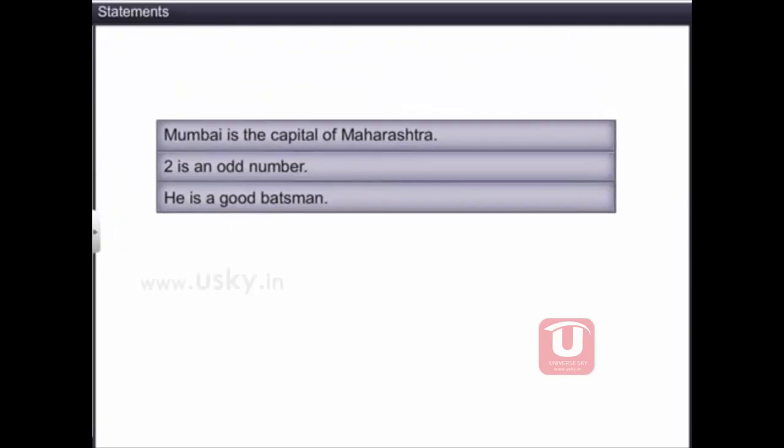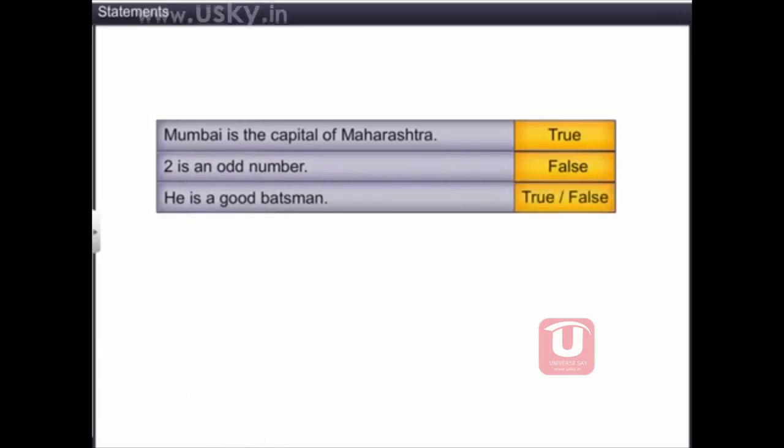We know that Mumbai is the capital of Maharashtra, and thus this sentence is true. The second sentence, 2 is an odd number, is false. Let's consider the third sentence. Here, the information is not sufficient to say whether this sentence is true or false.